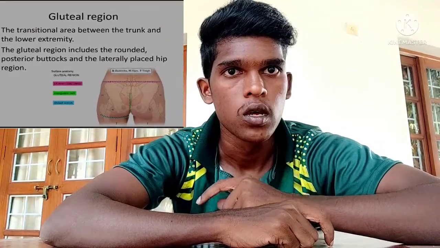Today in this video we are going to see about the gluteal region, the muscles present in it, their origin, insertion and actions, and also the exercises to strengthen the muscles. So we are going to see about the gluteal region. The gluteal region is the transitional area between the trunk and the lower extremity. It includes the rounded posterior buttocks and the laterally placed hip region.